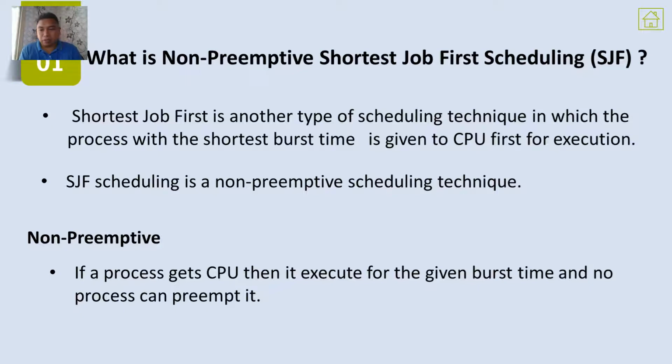What is non-preemptive? If a process gets the CPU, it executes for the given burst time and no process can preempt it. This should be the shortest burst time, and then no other process should be inserted, because it is non-preemptive.